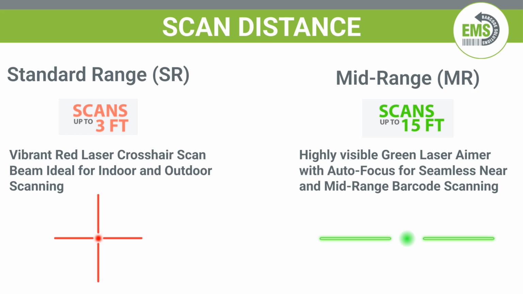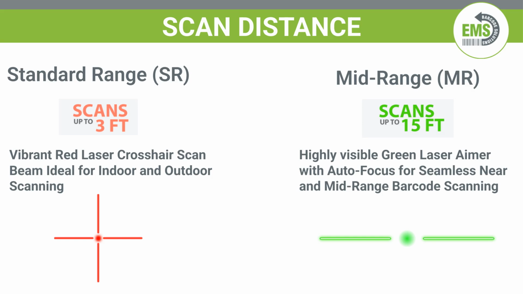The SR model features a standard range scan engine with a vibrant red laser crosshair. Ideal for indoor and outdoor scanning up to 3 feet. It's perfect for close-range tasks like scanning bin location labels, checking part numbers, or assisting with quick inventory lookups.